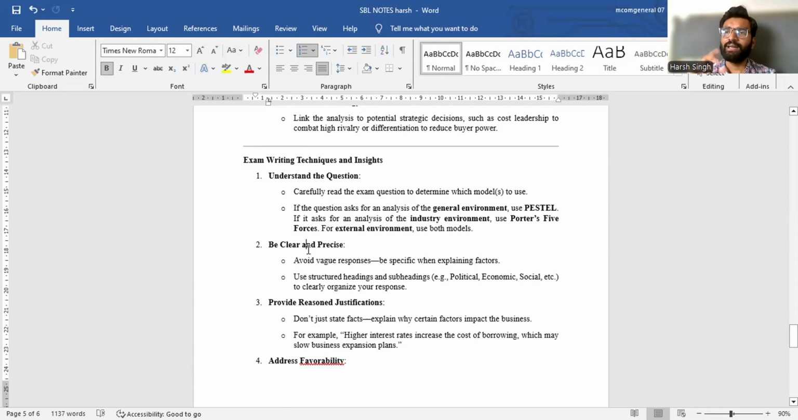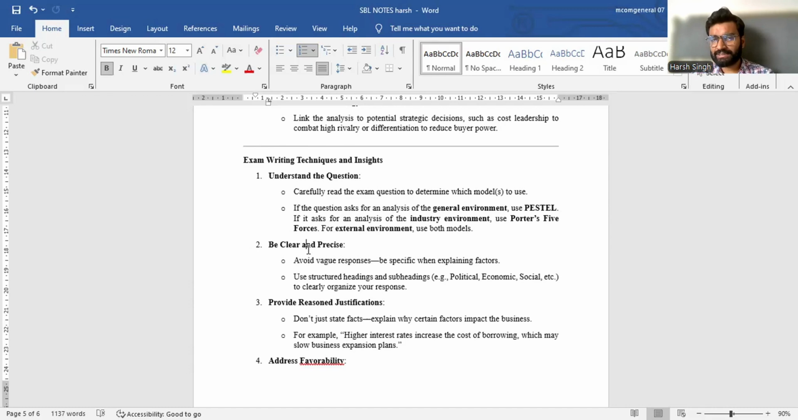And one more thing, actually the case will already tell you whether you are supposed to use PESTLE. If the case is talking about technology or environment, you will get an idea that you have to use PESTLE. If the case is talking more about the bargaining power of buyers, the suppliers, the competitors, you'll get an idea that you are supposed to use Porter 5 forces.